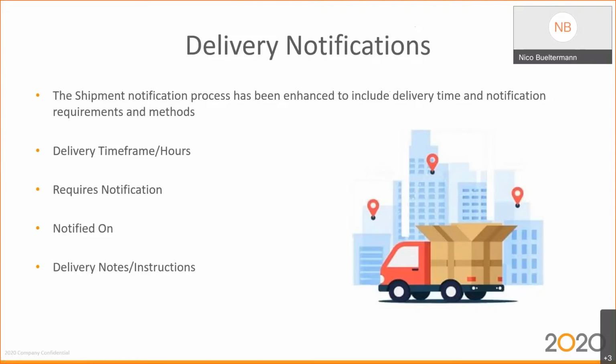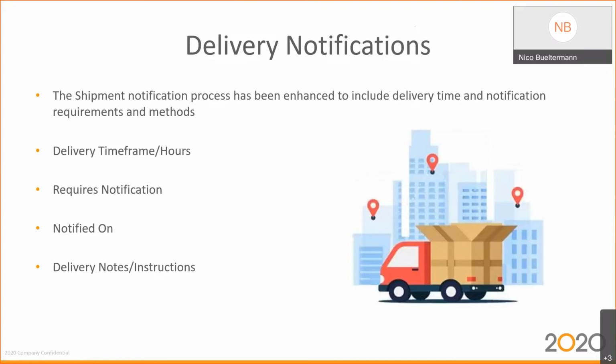So for each shipping address, you can now set up if the customer needs a pre-notification. You can set up the delivery time frame, in which way he wants to be notified as well, for example, via email or a phone call. And in addition to that, you can also add notes and instructions for the truck driver for each specific shipment stop. All data that is related to these new enhancements for delivery notifications can now be found in the addresses and in the shipments form.